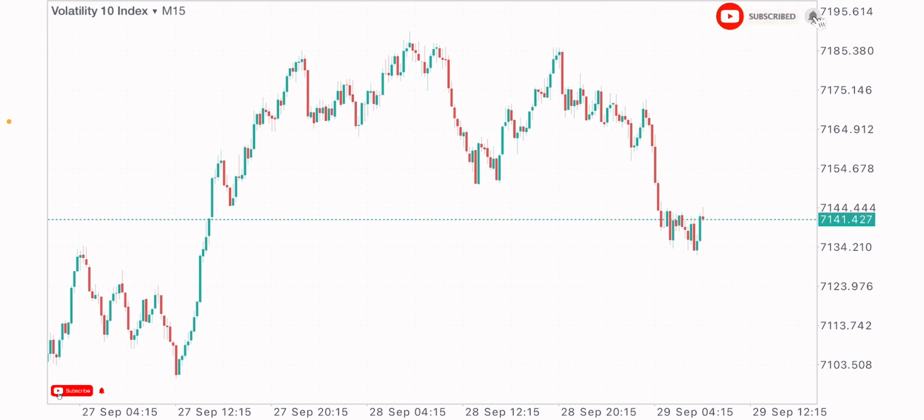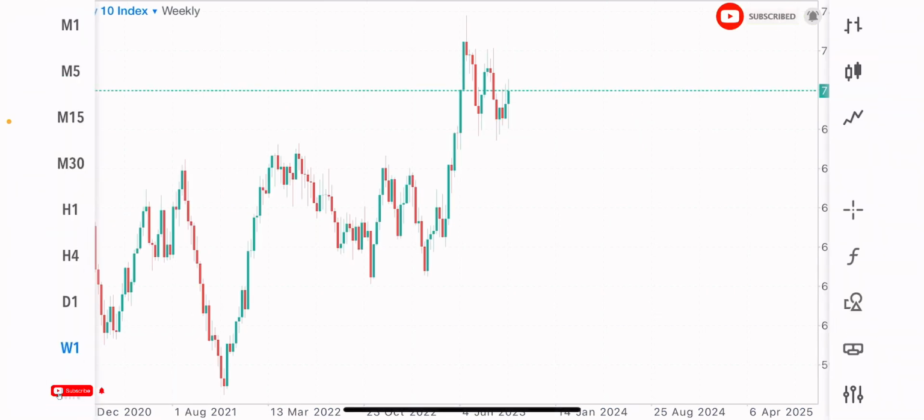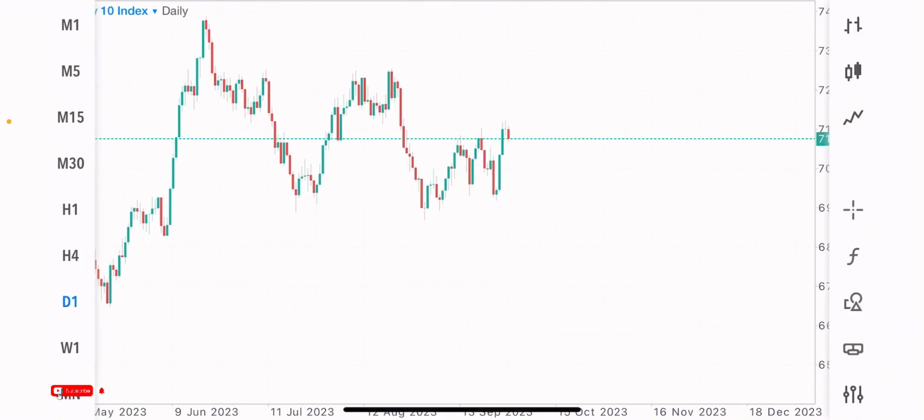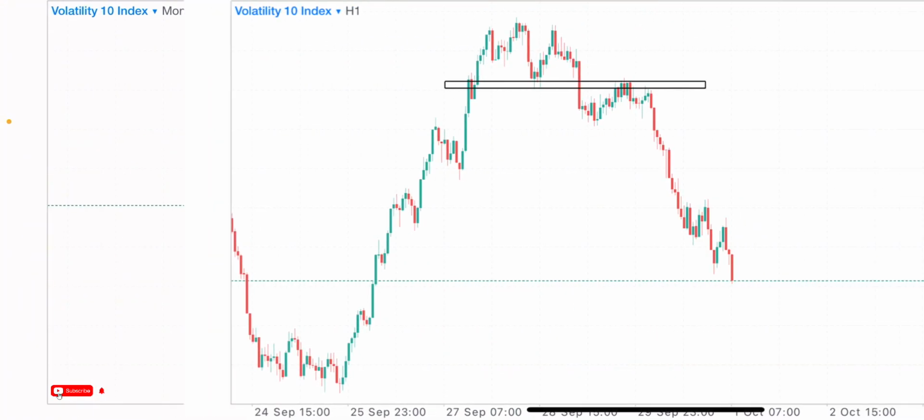Higher time frame can be the weekly time frame, right? It can be the monthly time frame, it can be the daily time frame. So here we're starting from the monthly time frame. Let's have a top-down analysis on this index.